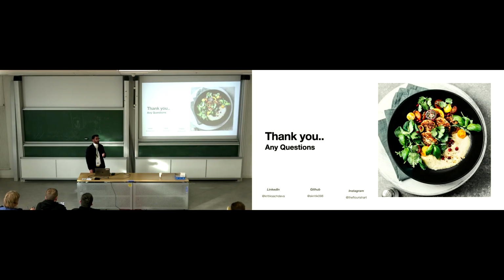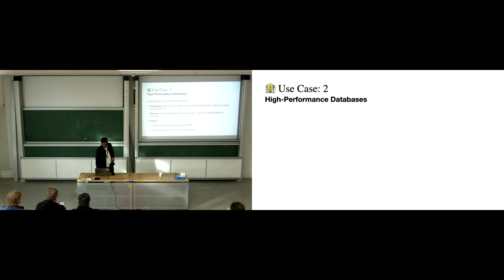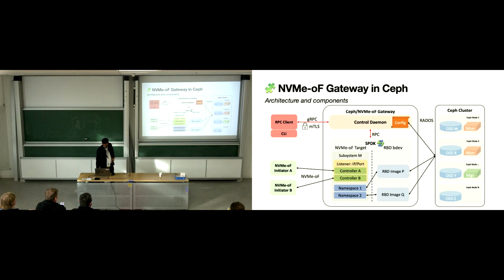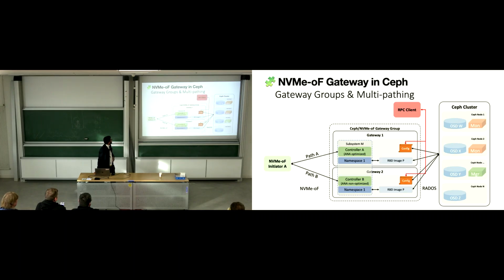Okay. Question: how are you handling the HA, the high availability, of the connector translator between the NVMe-oF fabric and RBD? If you see the initial starting graph, you can see that one gateway is providing one path and another gateway is providing another path, but both are for the same subsystem.